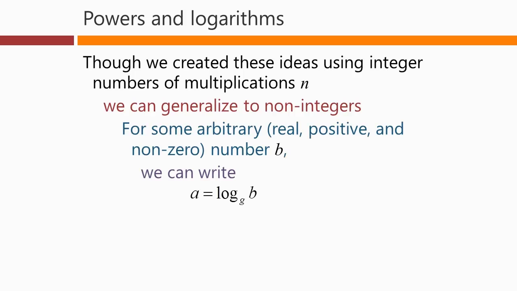So, suppose we've got some number b, then saying that a is equal to log to the base g of b means that g to the a is equal to b. One important restriction here is that we can only take logarithms of positive non-zero numbers. The log of 0 is not defined, and the log of negative numbers we can't define using our real numbers here.